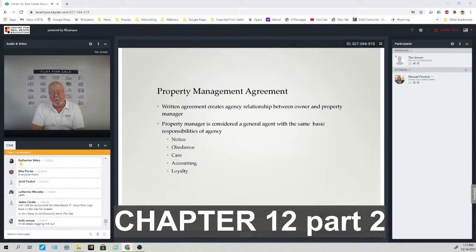You have a duty of accounting for monies received, rent, security deposits, and safekeeping of those funds. And you have a duty of loyalty to keep whatever confidential information the landlord wants kept confidential, confidential. So there are certain agency responsibilities the property manager has to the client when managing properties. Were there any questions about what these things are?